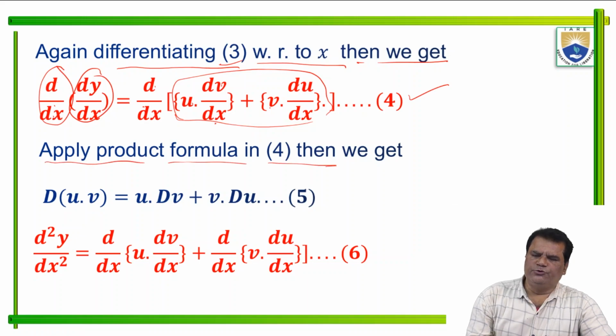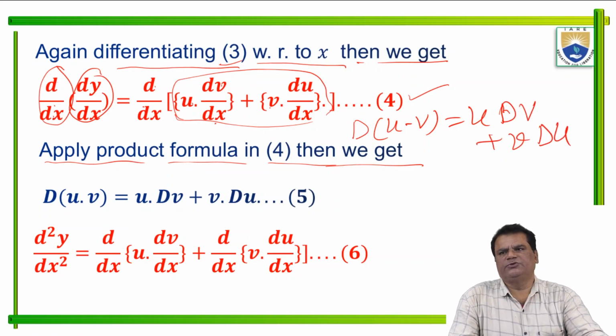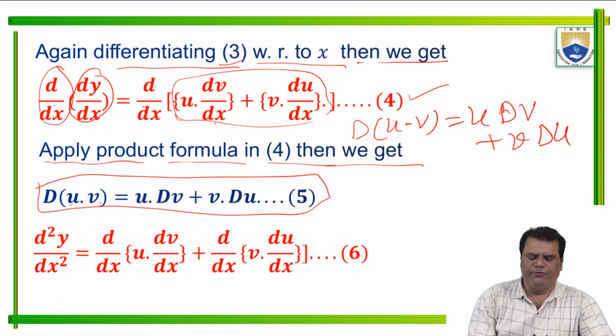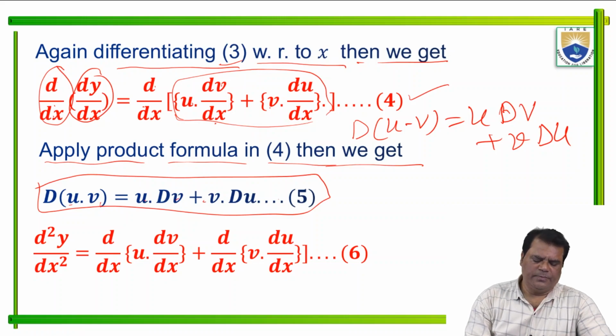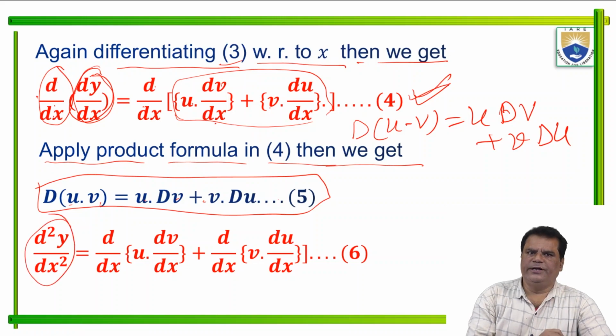Apply the product formula in equation 4. The product formula means the differential of u into v equals u into dv plus v into du. This is the product formula, equation 5. So from equation 4, differentiating dy/dx one time, we get d2y/dx2, the second differential coefficient of y with respect to x. And on the right-hand side, d/dx of u dv/dx and d/dx of v du/dx.